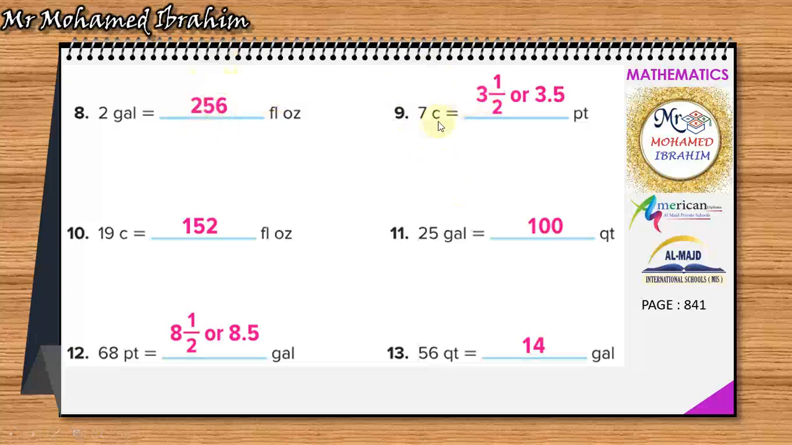Now we want to convert 7 cups into pints. Excellent. Cups are smaller than pints. So converting from smaller to greater, we divide. Divide over 2. 7 over 2 gives you 3 and 1 over 2, or 3.5. It means 3.5.